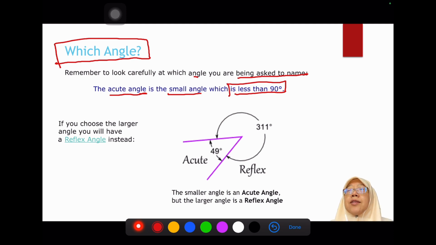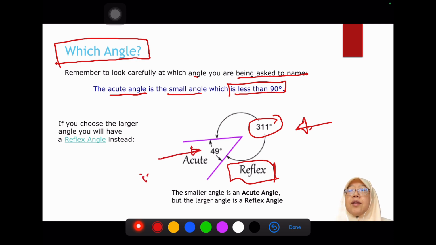Okay, so let's say you have this kind of drawing, where the angle outside the acute angle is 311 degrees. This is a reflex angle. So the acute angle is actually the inside or interior. Okay, so which one are you looking at? Are you looking at the bigger angle, or are you looking at the smaller angle? If you are looking at the smaller angle, this is definitely an acute angle. But if you are looking at the bigger angle, it is a reflex angle.